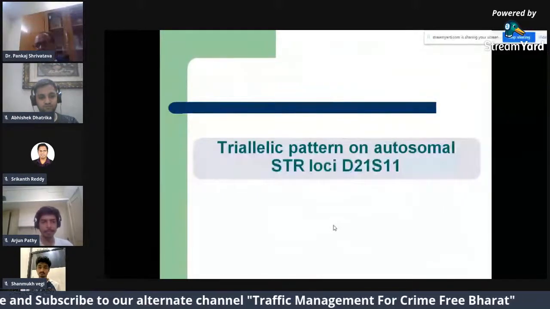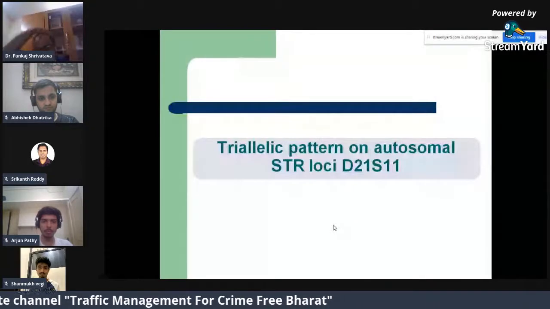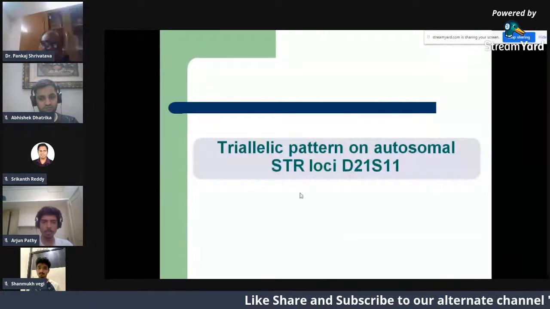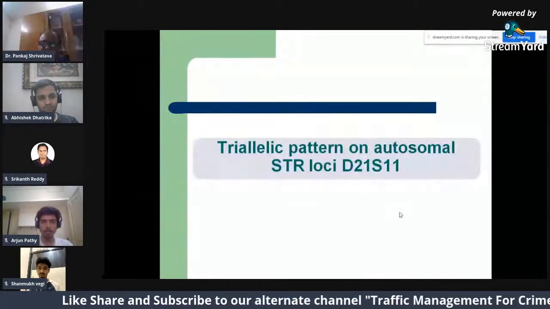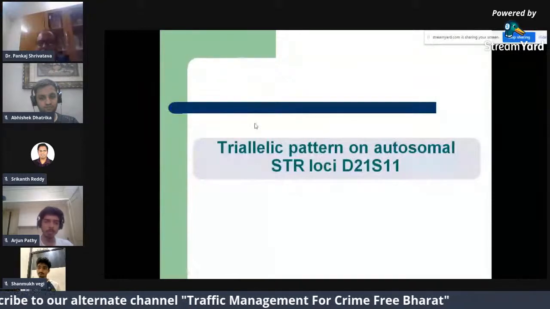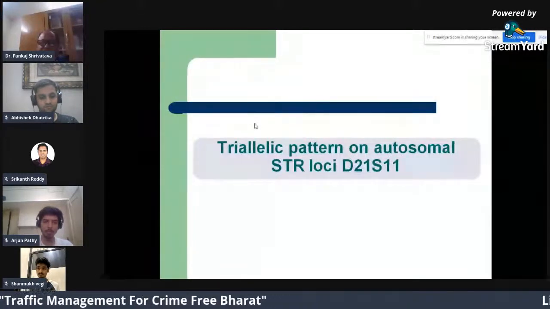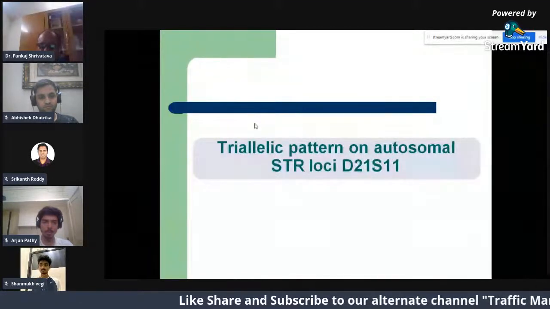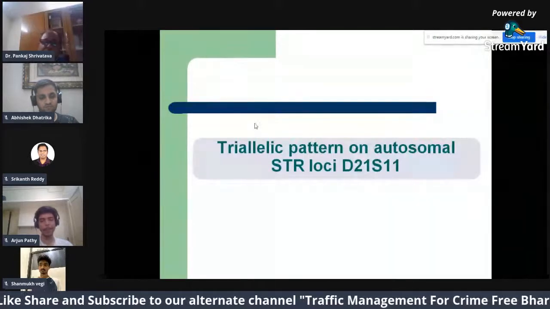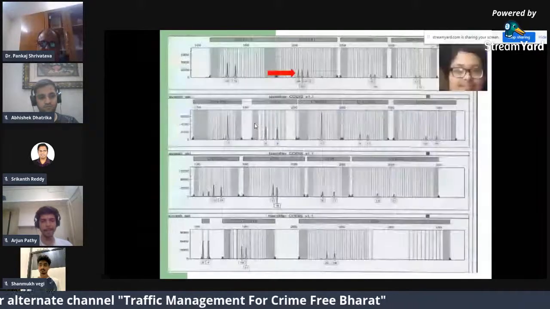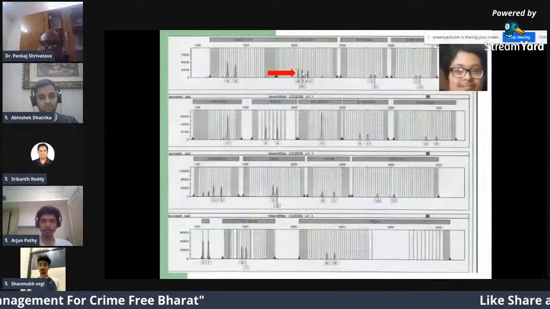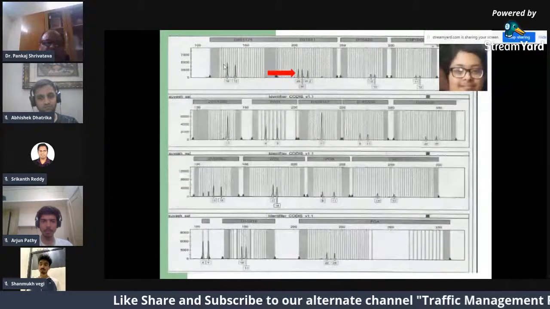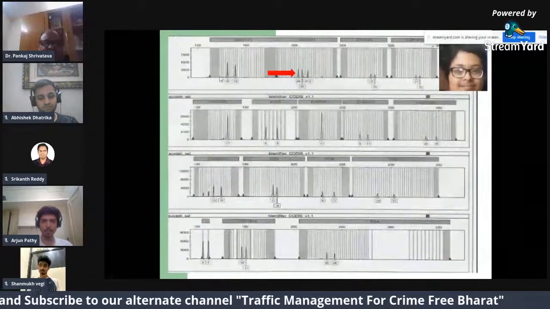Now this is another important thing which I would like to share with you all. Now this is a triallelic pattern. There are certain genetic anomalies which are observed when you go for DNA typing, because you are dealing with genetic material. So whatever anomaly is there, it may be presented in your DNA profile. So like if you see this profile, as I said earlier, on every point there won't be more than two peaks in the DNA profile of any individual.